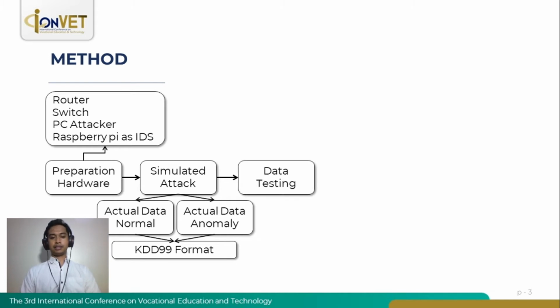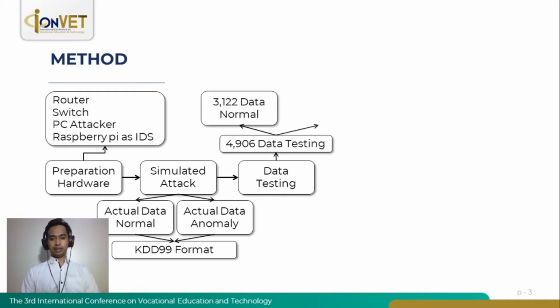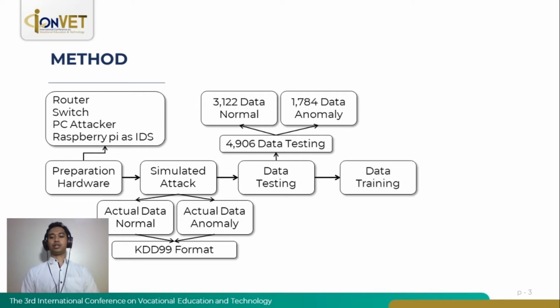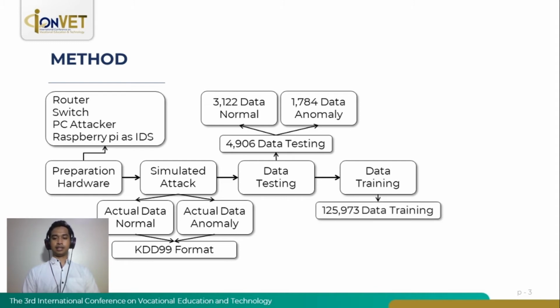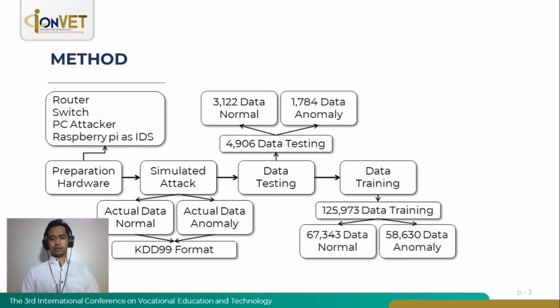After we get the simulated attack, we get the data testing. On the data testing, you can see our data testing. We get the normal data and anomaly data like that. And for data training, we got it from the NSL-KDD full training dataset. It has 125,973 training data, and that's normal data and anomaly data.